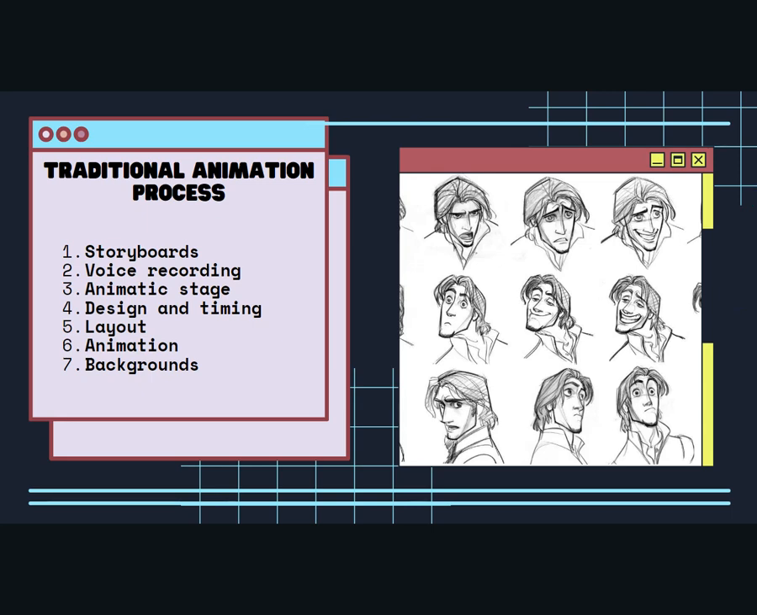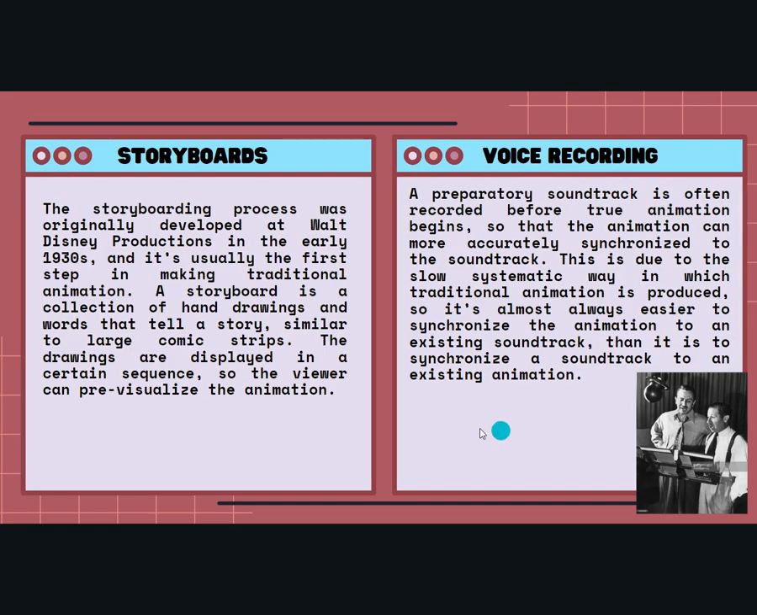So the first one is the storyboard. The storyboarding process was originally developed at Walt Disney Production in the early 1930s, and it's usually the first step in making traditional animation. A storyboard is a collection of hand drawings and words that tell a story, similar to a large comic strip. The drawings are displayed in a certain sequence so the viewer can pre-visualize the animation.